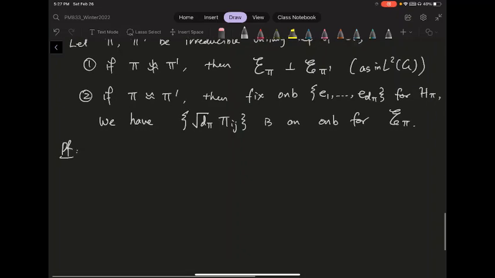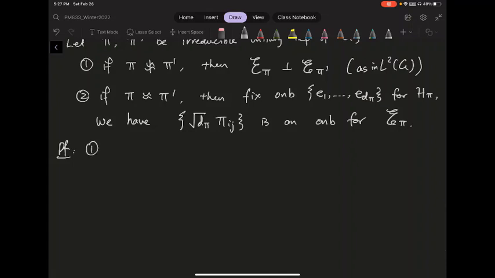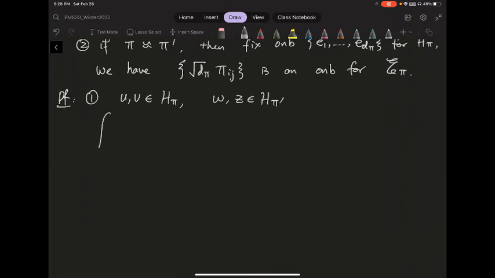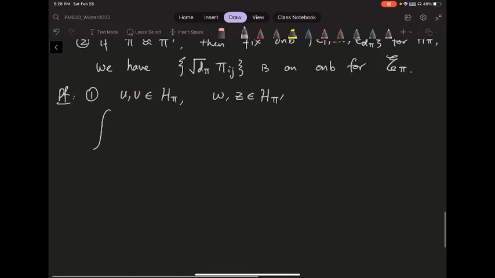The idea of the proof is actually quite neat. The two ideas are kind of similar. For the first one, let's consider u, v inside H pi, and then two other things, w and z, inside H pi prime. Then I just need to evaluate their L2 inner product. Let's put the complex conjugate on the first one. Technically I should put it on the second one, but it doesn't really matter. So I have phi of pi, and then phi of pi prime, with w and z, evaluated at x, dx.